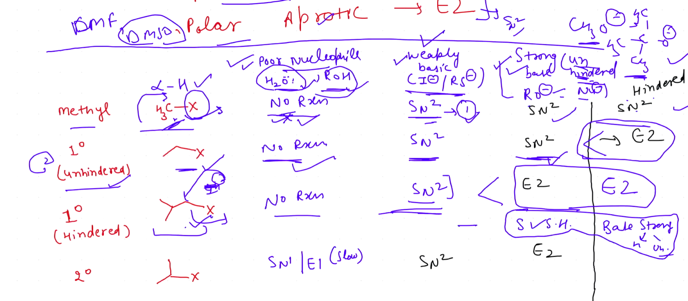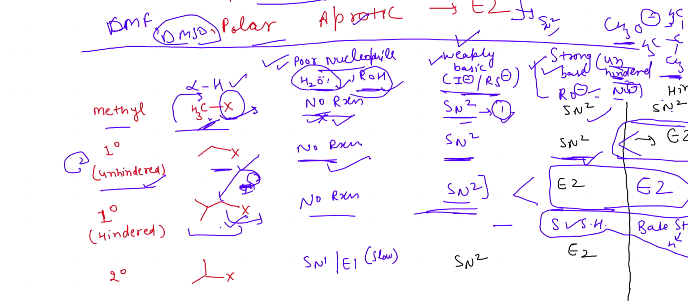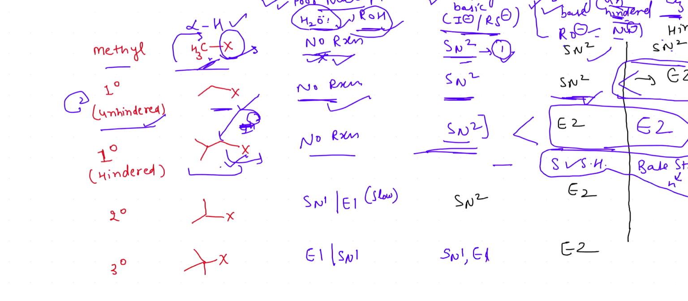Then the next two, secondary alkyl halides. Secondary alkyl halide. So if we are using a poor nucleophile, it can undergo both SN1 and E1 mechanisms, because this is sterically hindered. E1 means a two-step mechanism. SN1 is also a two-step mechanism.